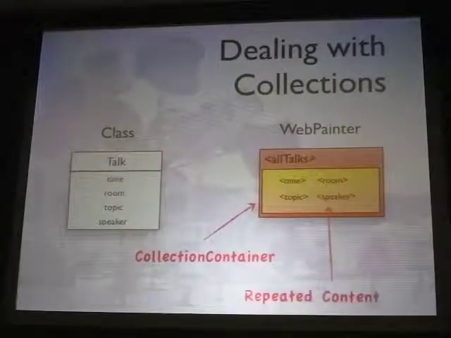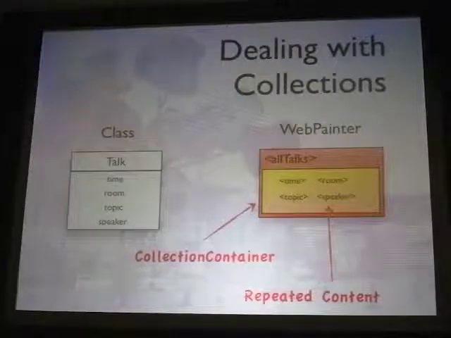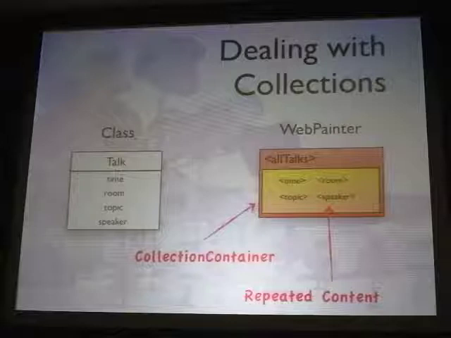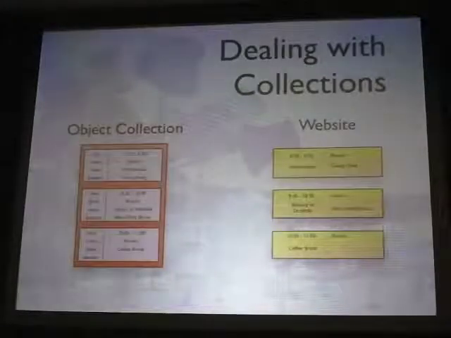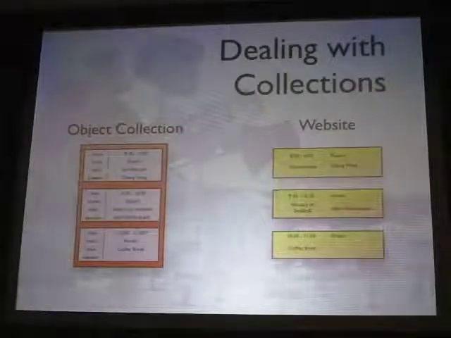And inside the collection container, you have the stuff that's repeated. So here you can say, well, this is a text, display the time, and another text element displays a room, topic, or speaker. And if you have a collection of, let's say, 3 talk objects, you now have 3 elements on your website that all look the same.